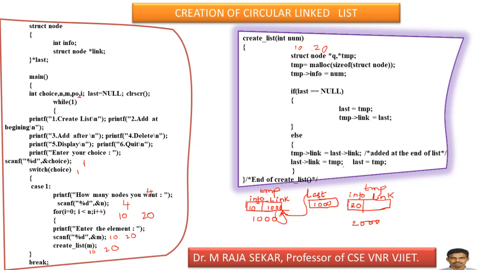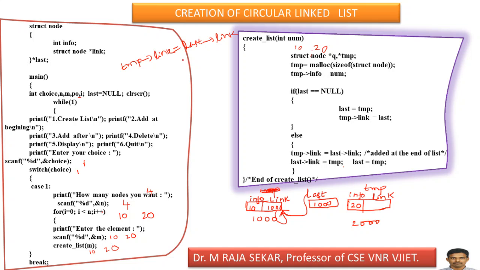Now, if last == NULL, what is my last value? 1000. 1000 cannot be null, isn't it? Now, where will you go? Else block. tmp->link = last->link. What does it mean? Let me write here: tmp->link = last->link. What is my tmp? Now this one is tmp. tmp->link means this field, equal to last->link.